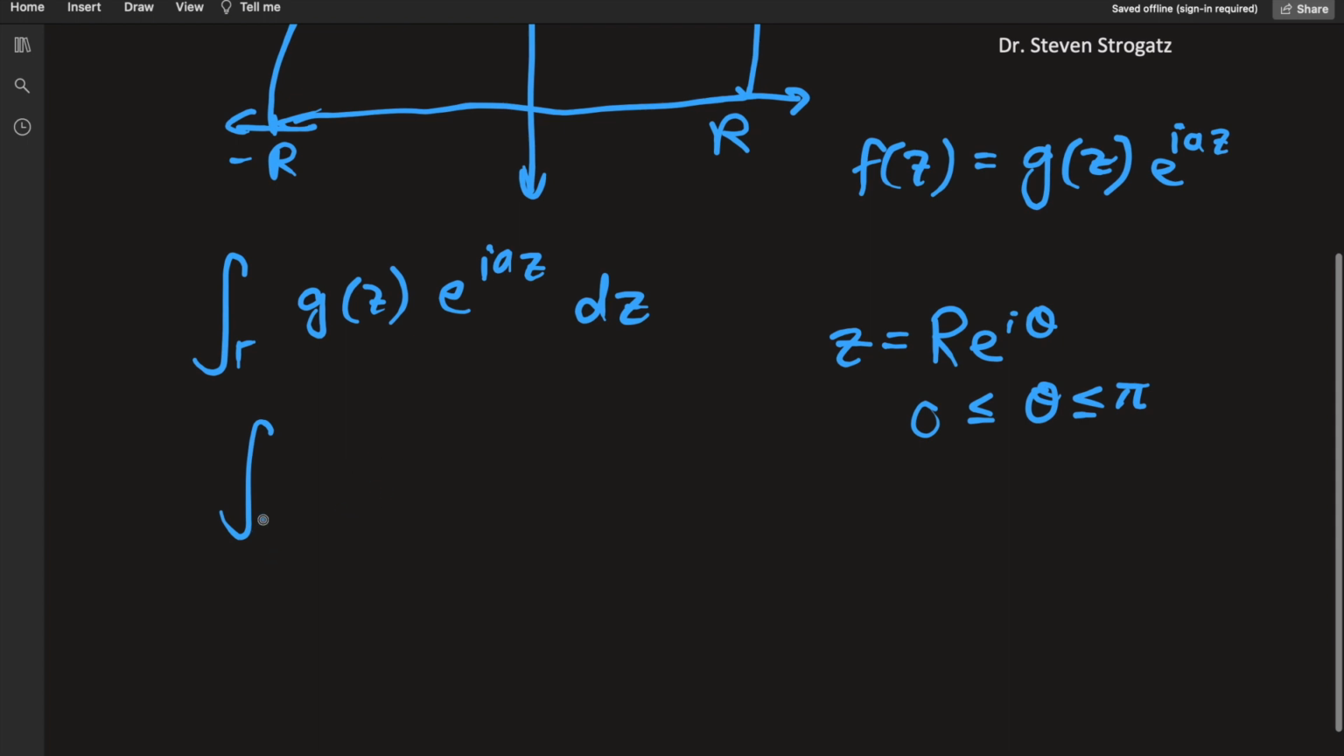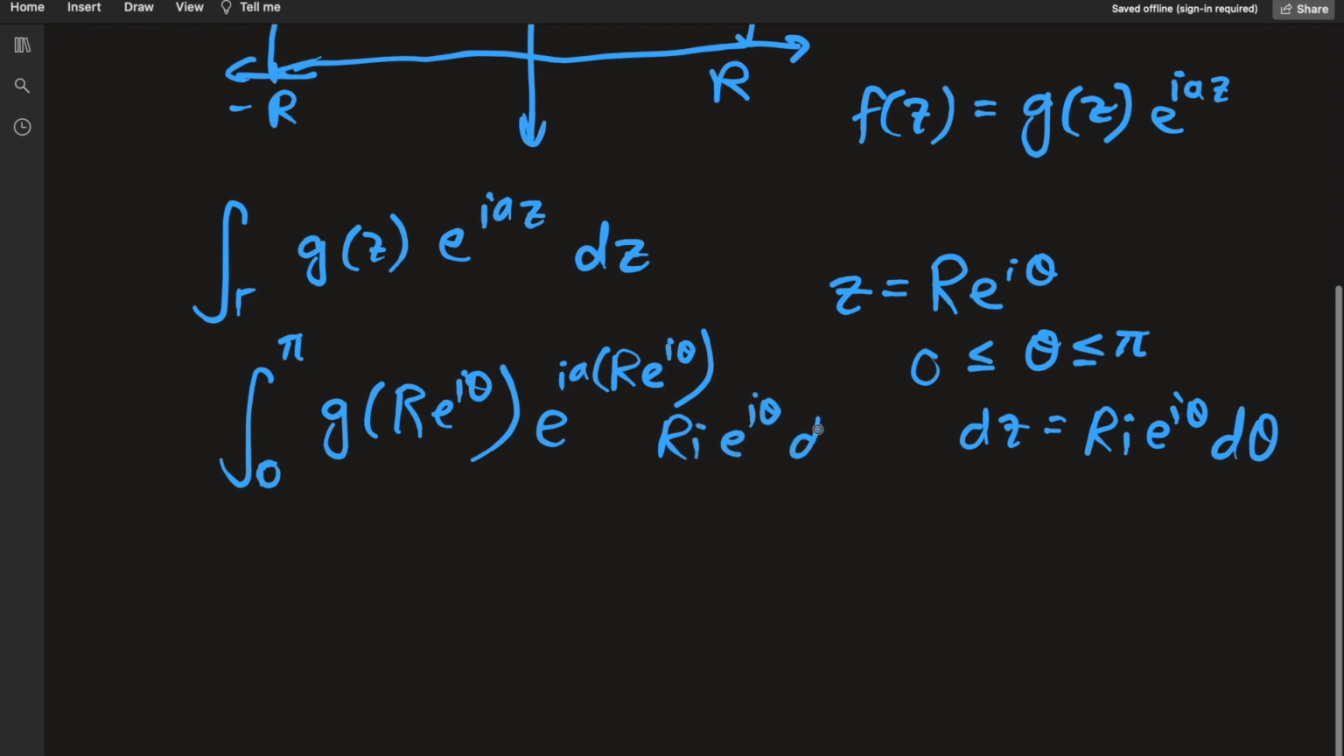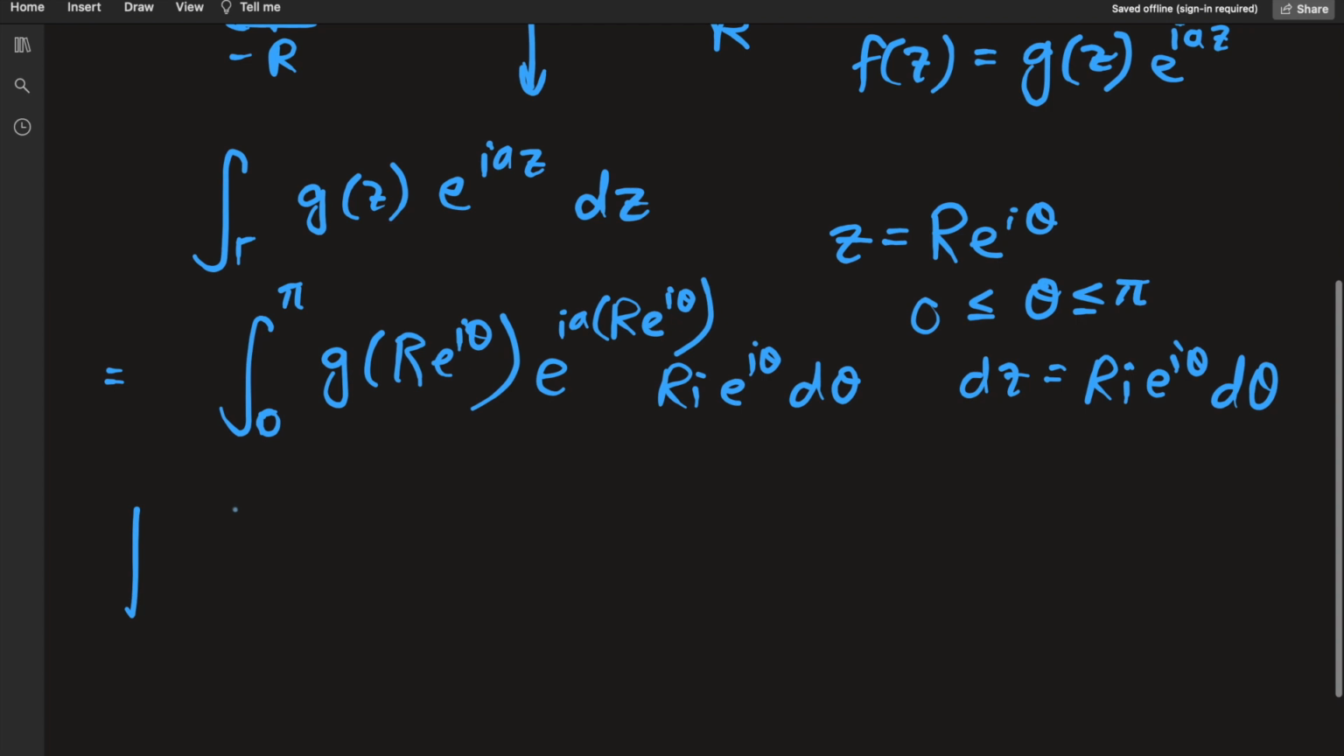Integral over gamma, let's make that integral from 0 to pi, g of r times e to the i theta, e to the iA r times e to the i theta dz, which is just going to be r i e to the i theta d theta. So r i e to the i theta d theta. Now we were interested in, and we always are, the absolute value of this integral over gamma of f of z dz.